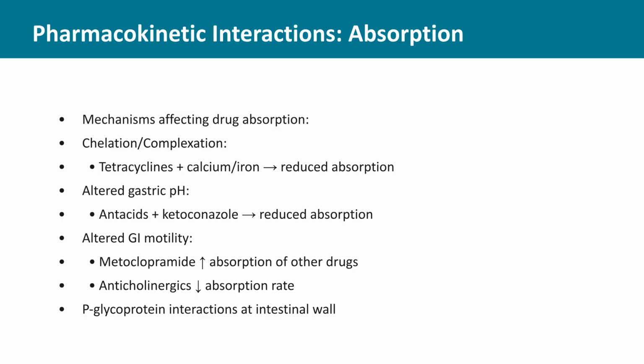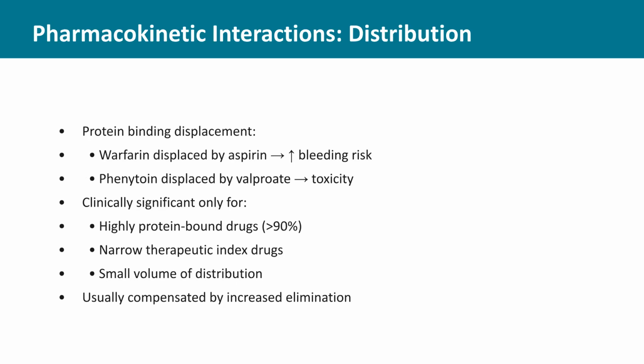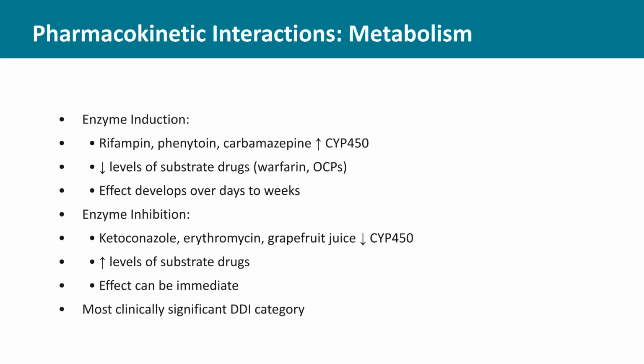Pharmacokinetic interactions related to absorption include chelation, like tetracyclines with calcium, or alterations in gastric pH and gastrointestinal motility, reducing or increasing drug uptake. In drug distribution, protein binding displacement, such as warfarin being displaced by aspirin, can increase the free drug concentration and potentially lead to toxicity, especially with highly bound drugs. Metabolism interactions are often the most clinically significant. Enzyme induction decreases drug levels, while enzyme inhibition increases them, primarily by affecting cytochrome P450 enzymes.